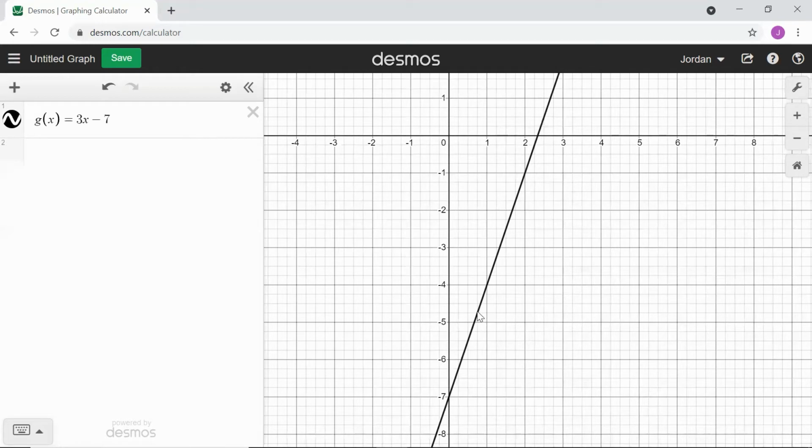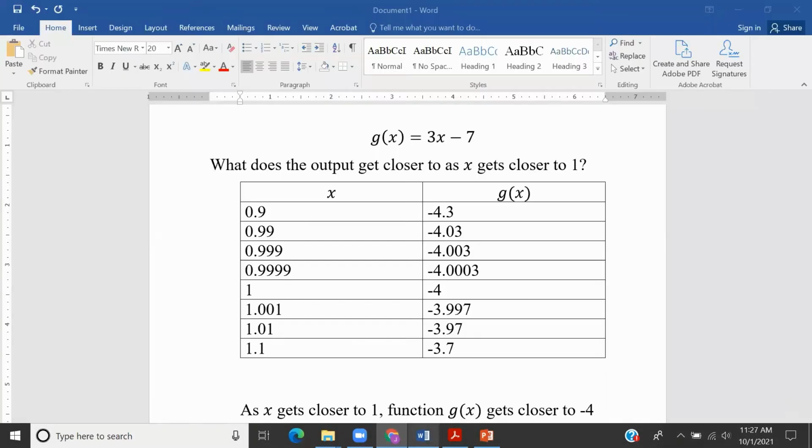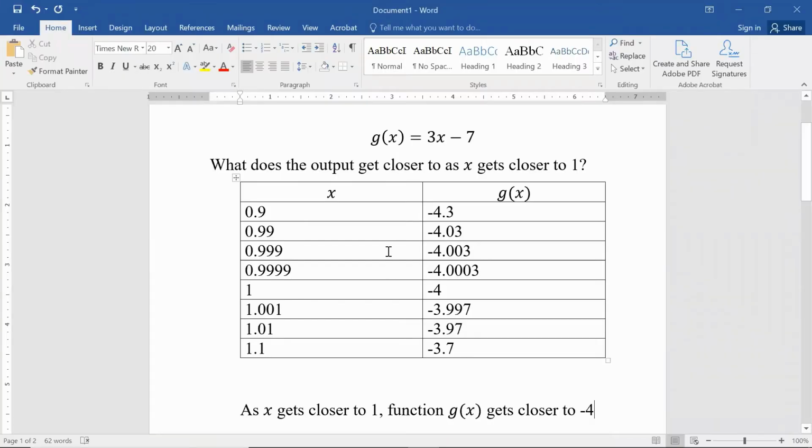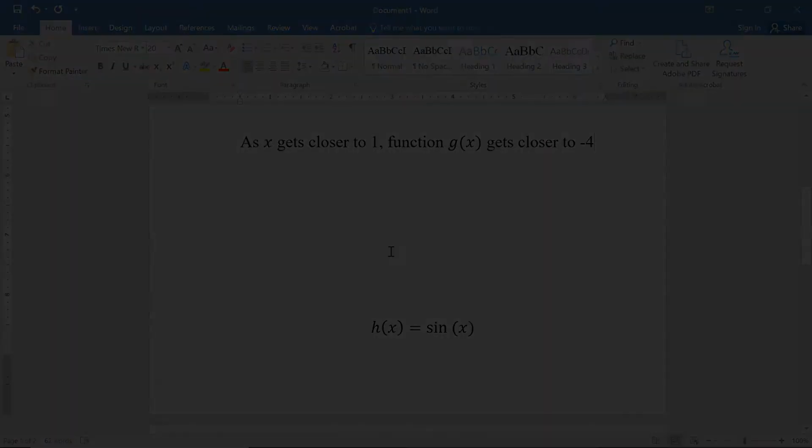If I go from underneath, as I get closer and closer to an x value of 1, it looks like I'm going towards that point again, that point being (1, -4). So again, graphically, it confirms what we can see numerically. These should always match up. If they don't match up graphically and numerically, then something is off.